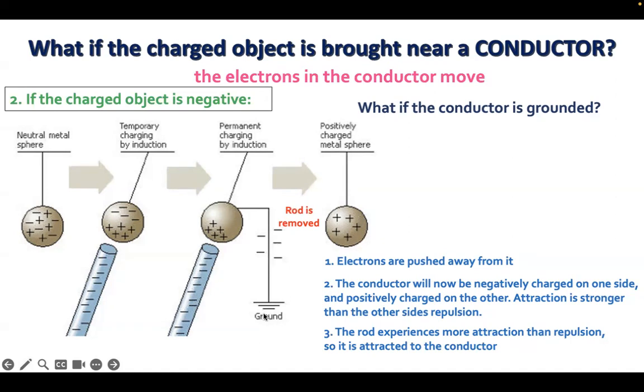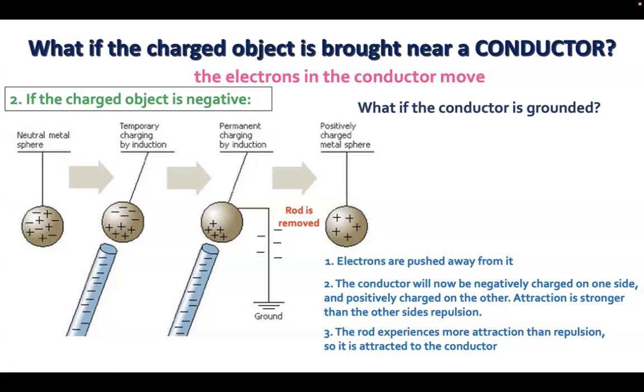All of this is still temporary charging. Once you remove the rod, which was pushing the electrons away, and once you remove the earth wire as well, now the sphere is left with positive charges. So what did I do to this sphere? I had a neutral sphere. I made it positively charged. I charged the sphere. How did I charge the sphere? By induction or by rubbing? How did I charge that metal conducting sphere? By induction or by rubbing?